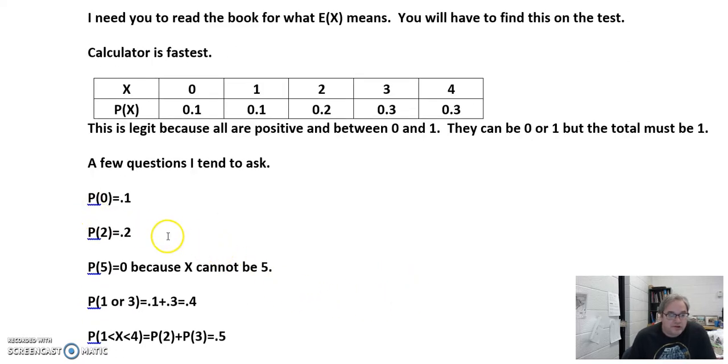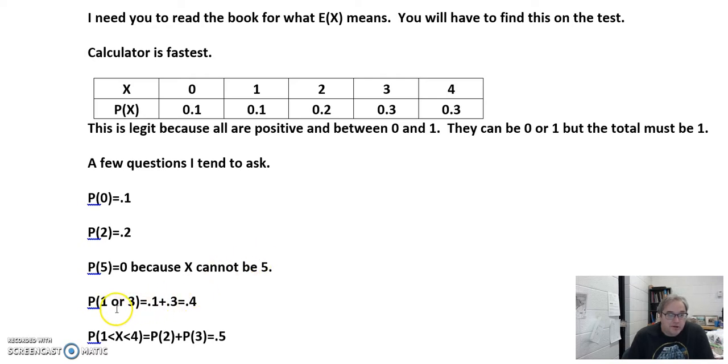Here's some different questions I'll ask. Probability of 2, okay, 0.2. Probability of 5. Well, there is no 5, so that can't happen. So you always want to put 0. You don't want to write "cannot happen." I want a numerical value. The probability of something that cannot happen is 0. Probability of something that will always happen is 1.